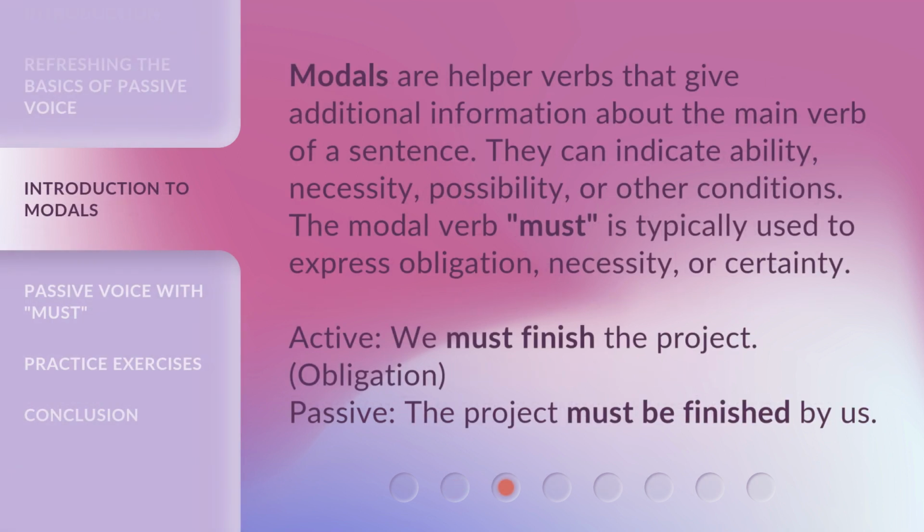Modals are helper verbs that give additional information about the main verb of a sentence. They can indicate ability, necessity, possibility, or other conditions. The modal verb, must, is typically used to express obligation, necessity, or certainty. Active, we must finish the project. Obligation, passive, the project must be finished by us.